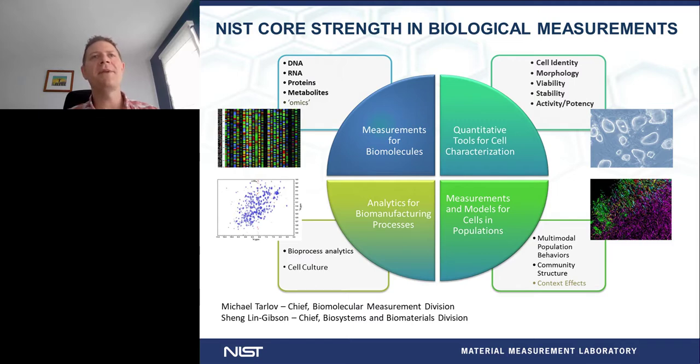So we also have a program in cell culture and analysis of the actual biomanufacturing process. On the right-hand side of the circle, we have quantitative tools for cell characterization. This could be things like cell identity, morphology, viability, really looking at the individual cell characteristics, but also in the bottom right-hand corner, models and understanding cells and population and their behavior as well. So we really do have an infrastructure to measure the entirety of biological systems from cells to the individual molecules.